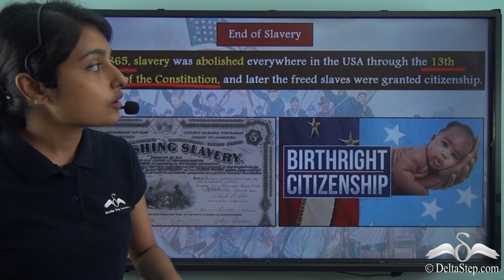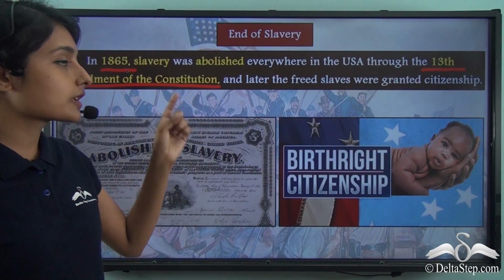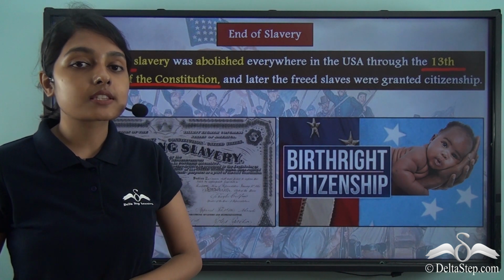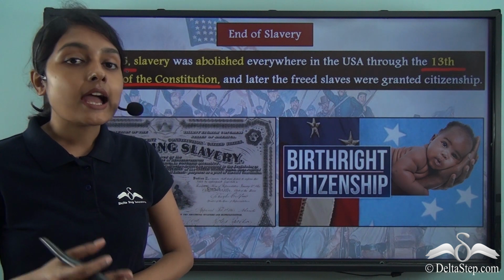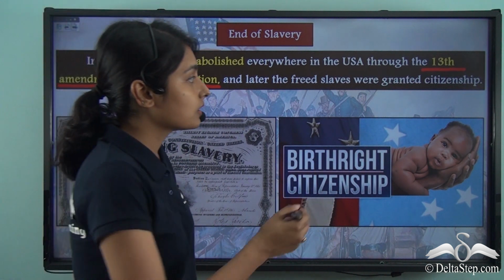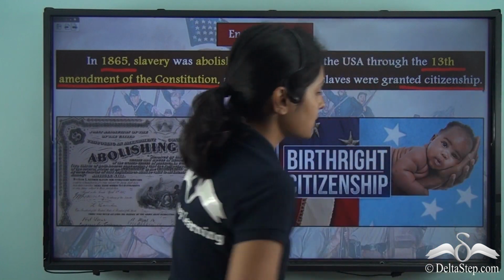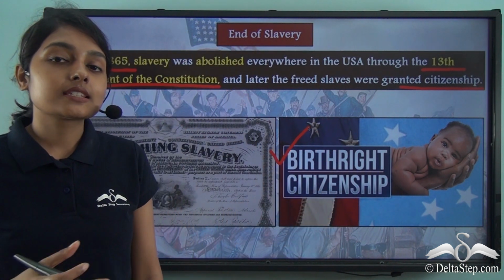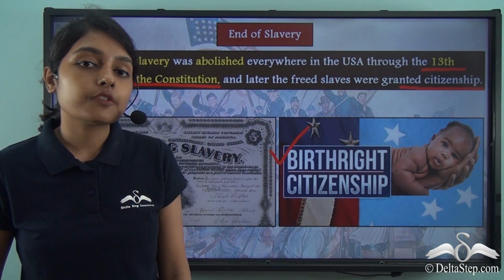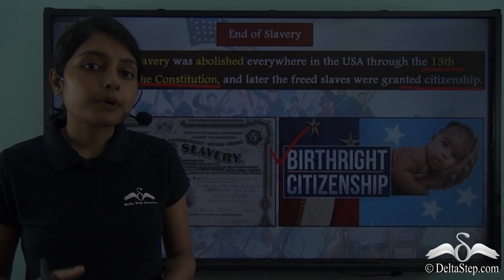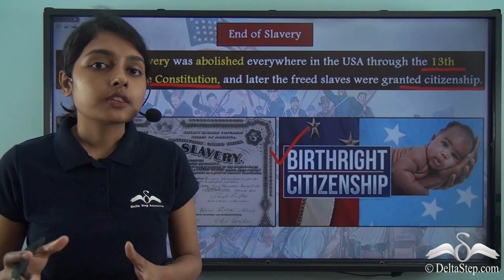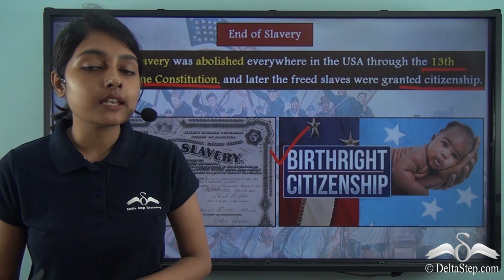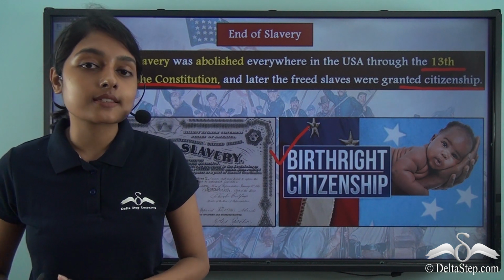So, on occasion of the 13th Amendment of the Constitution, so many slaves got their freedom, their independence from this practice of slavery, and later on they also got citizenship. And it is through the birthright citizenship that these slaves now got citizenship of the United States of America. But only putting an end to the concept of slavery or the practice of slavery theoretically did not mean that slavery ceased to exist.